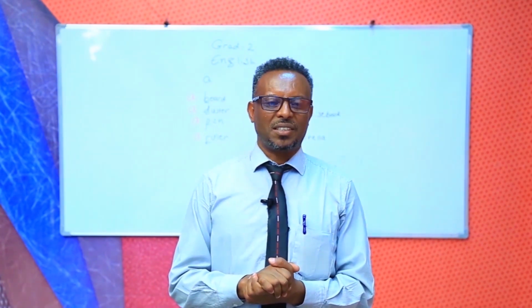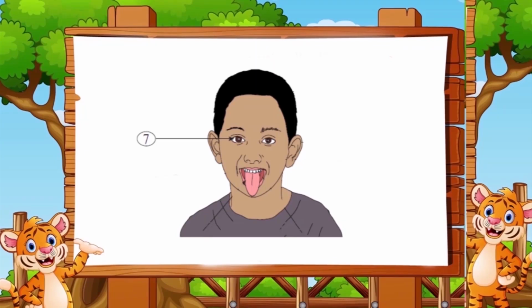Look at number 7. What do you call it? If you say eye, you're right. Can you spell it, please? If you say E Y E, that's right.